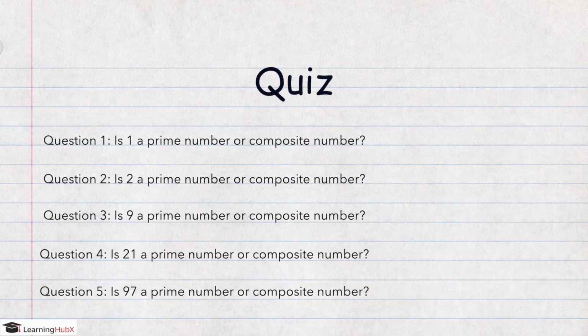All right, now let's see if you really understand this. Here's a small quiz. I'm going to show you a few numbers. Your job is simple. Decide whether each number is prime, composite, or neither. Take a few seconds to think before I reveal the answer. Ready? Here we go.